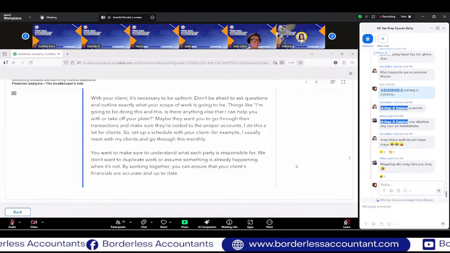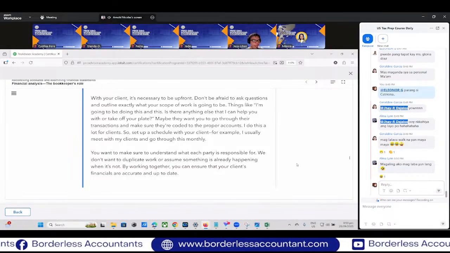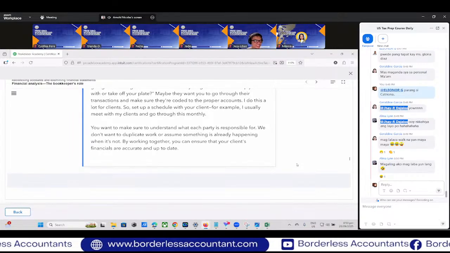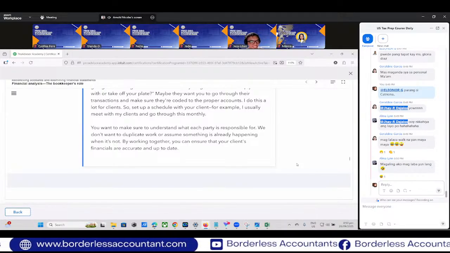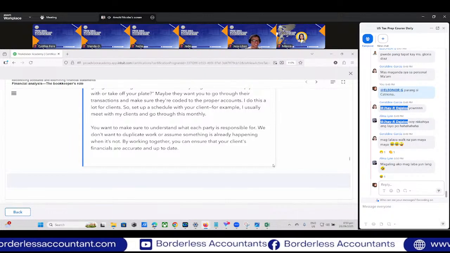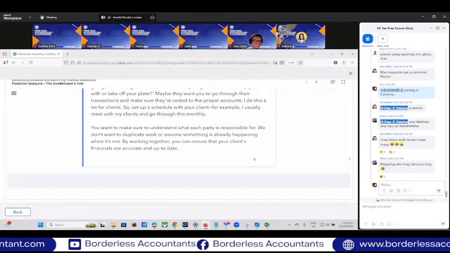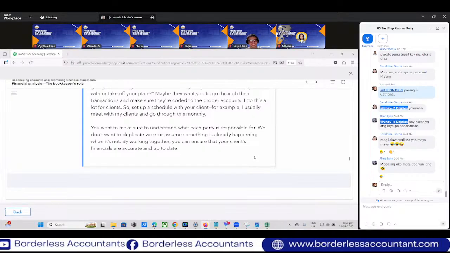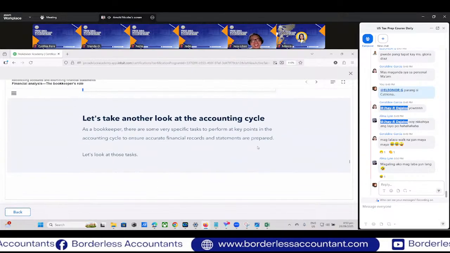So set up a schedule with your client. For example, I usually meet with my clients and go through this monthly. You want to make sure to understand what each party is responsible for. We don't want to duplicate work or assume something is already happening when it's not. By working together, you can ensure that your client's financials are accurate and up to date. Let's take another look at the accounting cycle.